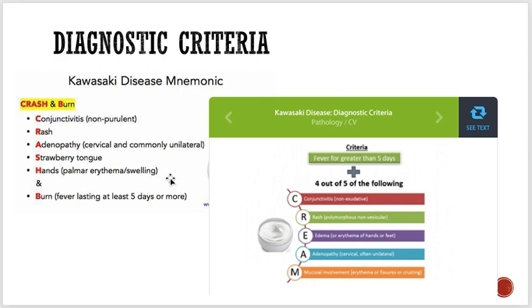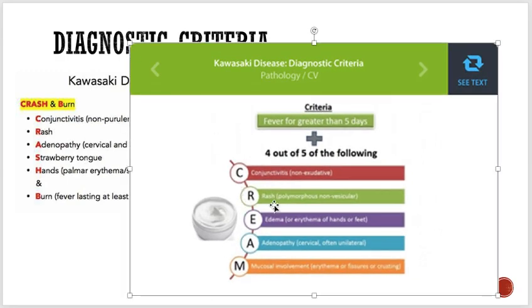Now, what is the diagnostic criteria? You can remember it by WARM CREAM. What is WARM? See what's written over here: fever for greater than 5 days. So guys, remember, fever for greater than 5 days with 4 out of 5 of these. So we need fever for greater than 5 days, number one. Number two, we need 4 out of these 5 criteria.